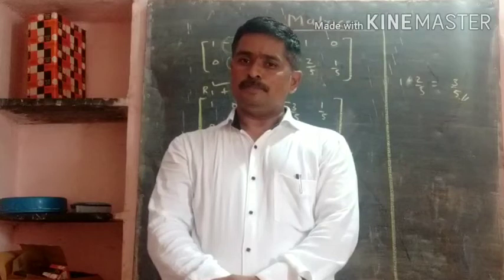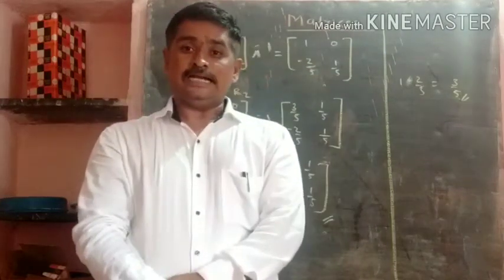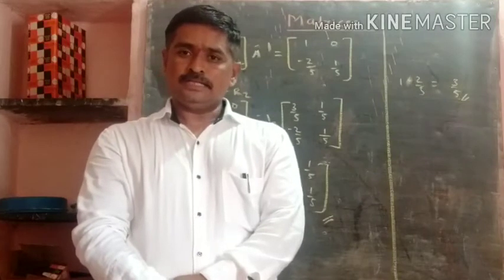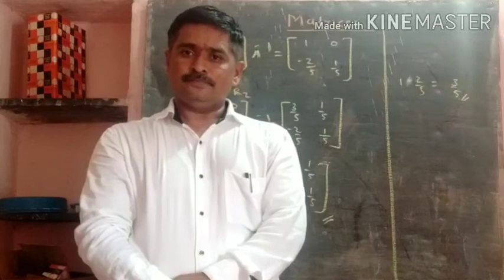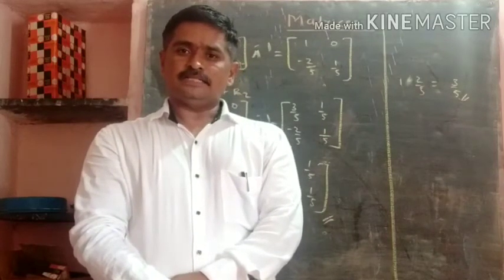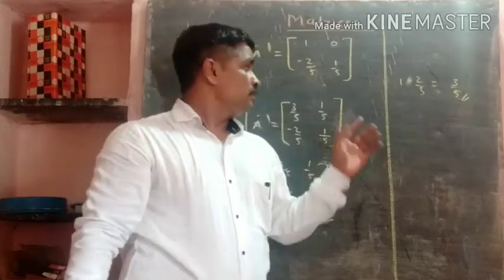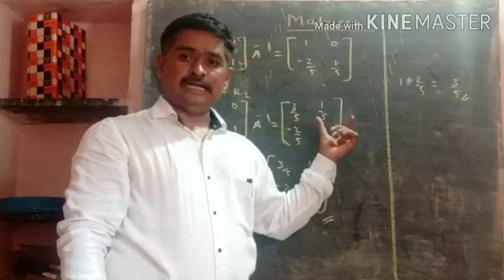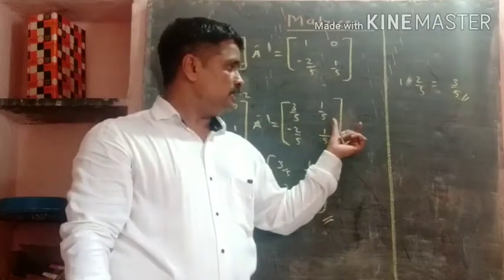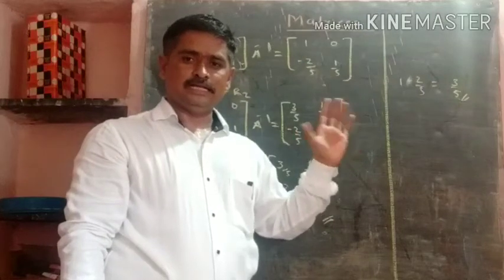method we have to know, that is the adjoint method. By using the adjoint method we can obtain the inverse of a matrix very easily. So again, next we are going to learn about the adjoint of a matrix. So inverse of a matrix by the adjoint method.